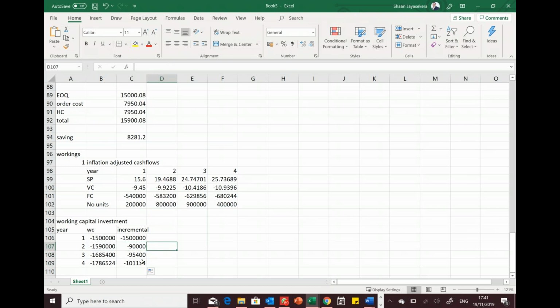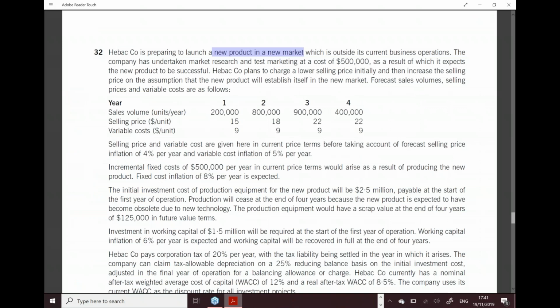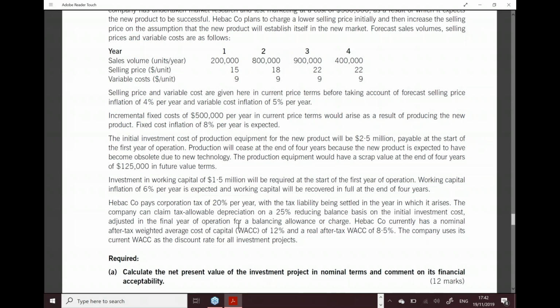Okay. And in the final year, they've spoken about a recovery. So this is how much I'm going to recover in the end, as well. Okay, so that's the amount of working capital I need to put in place. Lastly, there is also capital allowances. So it says the company can claim tax allowable depreciation on a 25% reducing balance basis on the initial investment cost, adjusted in the final year of operation with a balancing allowance or a charge.